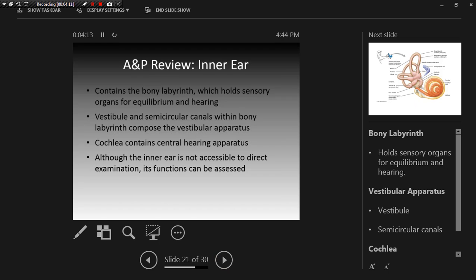So with our inner ear, we know it contains the bony labyrinth, which also is responsible for equilibrium and hearing. The vestibule and the semicircular canals within the bony labyrinth compose the vestibular apparatus. And the cochlea contains our central hearing apparatus. We know there are tiny projections of hair in the cochlea that help not only to produce but to transmit sound further along in the inner ear.